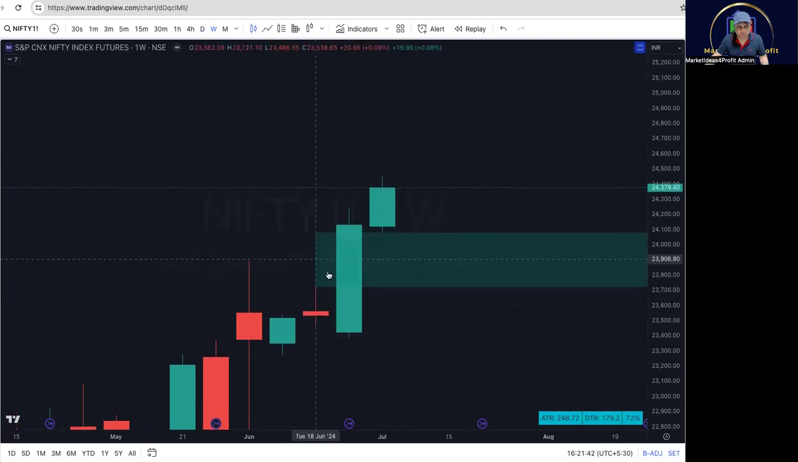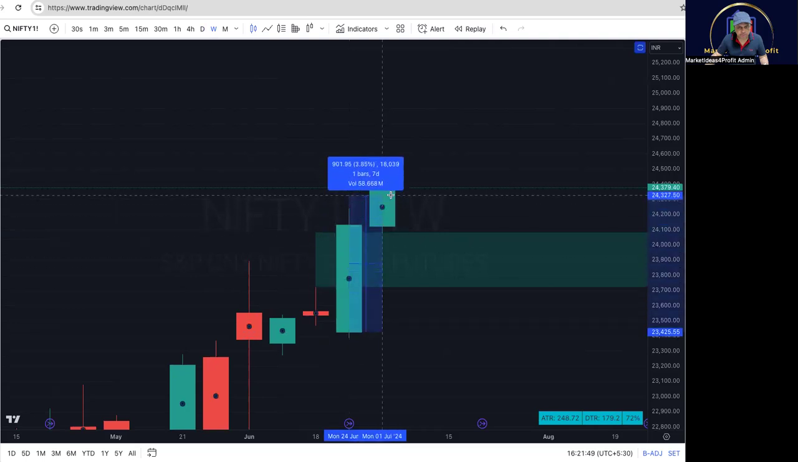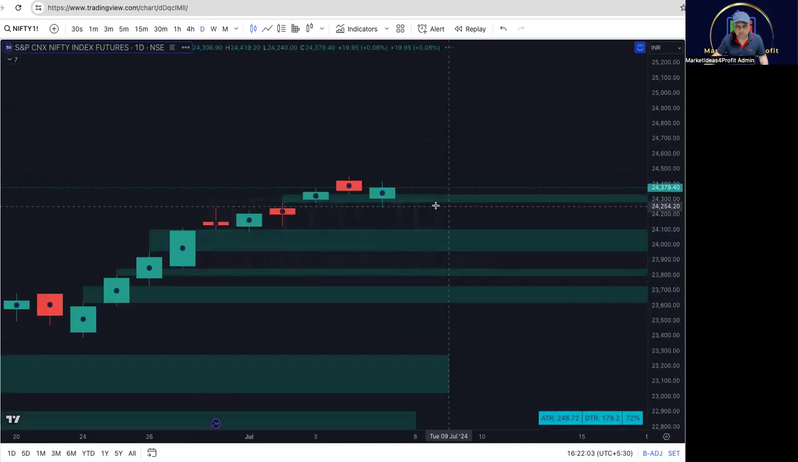This is a weekly picture. We've been growing constantly for the last 2 weeks. And in the last 2 weeks, we have gone up more than 950 points. That's substantial. That's about 5%, not 5%, lower than 5%, but that's a substantial move when you talk about Nifty. Let's come to the daily time frame.